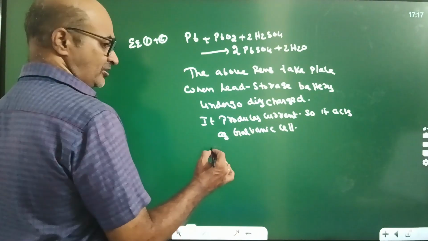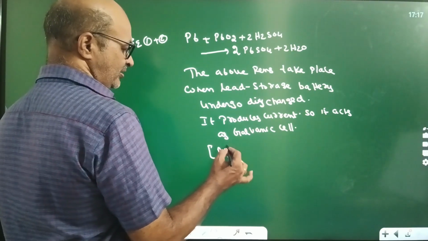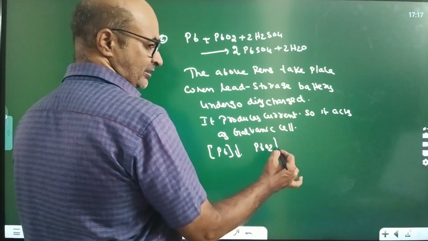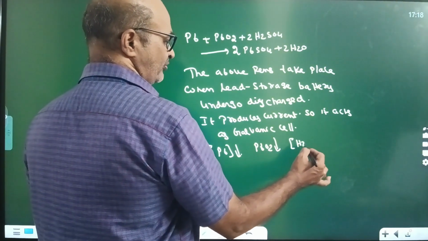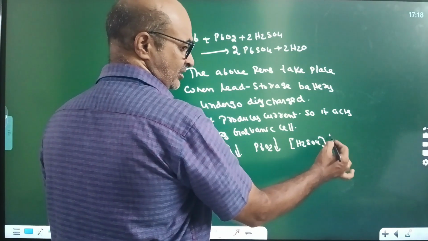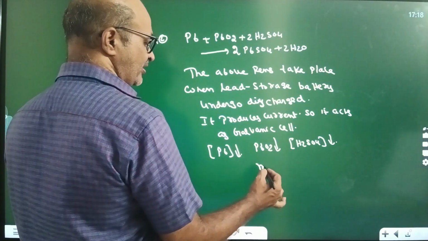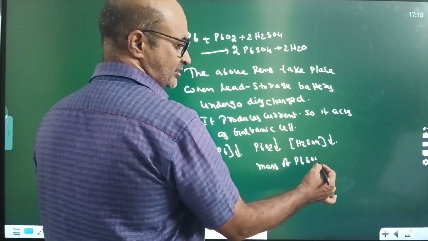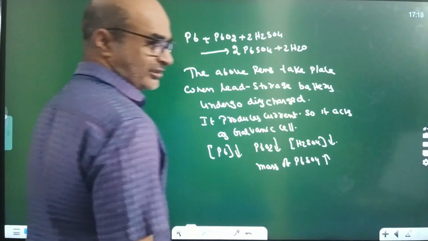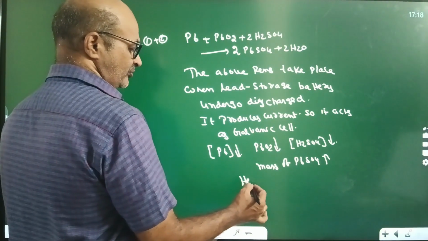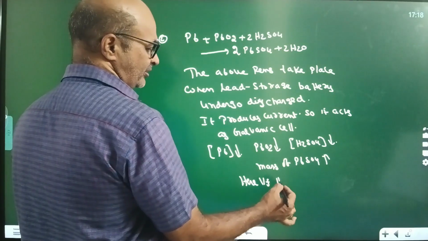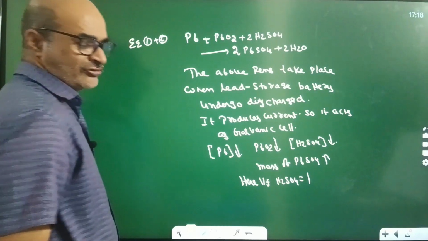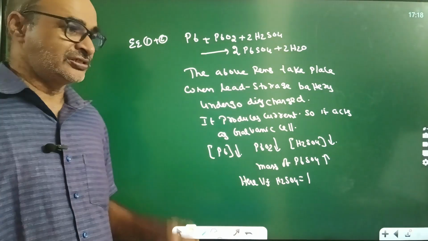So during discharge, the concentration of lead decreases, the concentration of PbO2 decreases, the concentration of sulfuric acid decreases. Okay, the mass of lead sulfate increases. Here, the valency factor of sulfuric acid is equal to 1. Okay, 1 mole H2SO4 consumed, 1 mole of electrons.